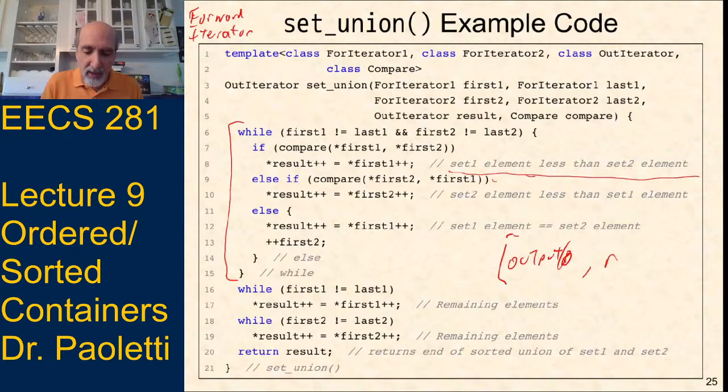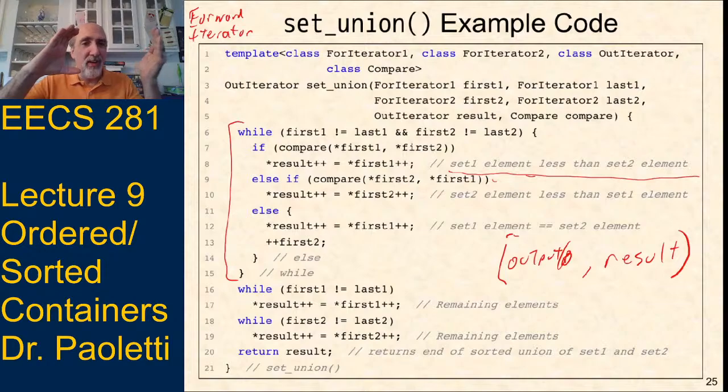You return to me result, which is just past the end, and that's what the STL likes: inclusive, exclusive iterators that enclose a region. So it is really important that that thing return an iterator to just past the last element. So that's what that accomplishes.